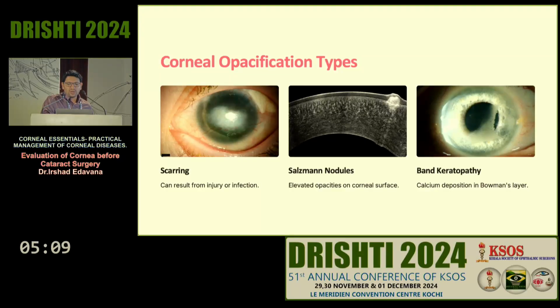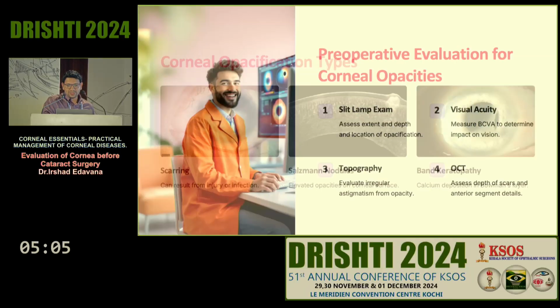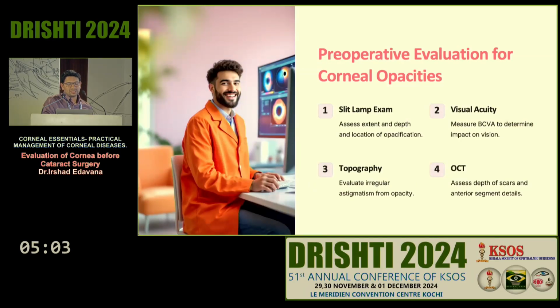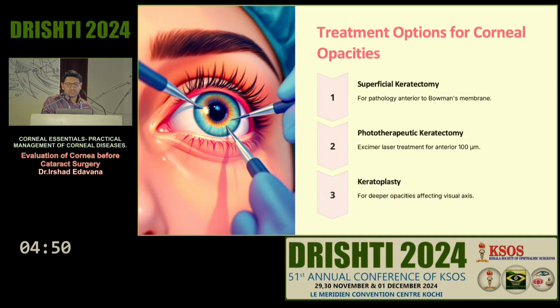And for the corneal opacity, see the type of opacity. In these cases, as well as slit lamp examination, you can do an ASOCT. It helps us to identify the depth of the opacity, and do a topography to see the astigmatism. And if it is less than 100 micron, we can always do a PTK or a superficial keratectomy, which helps us to regularize the cornea and reduce the astigmatism.